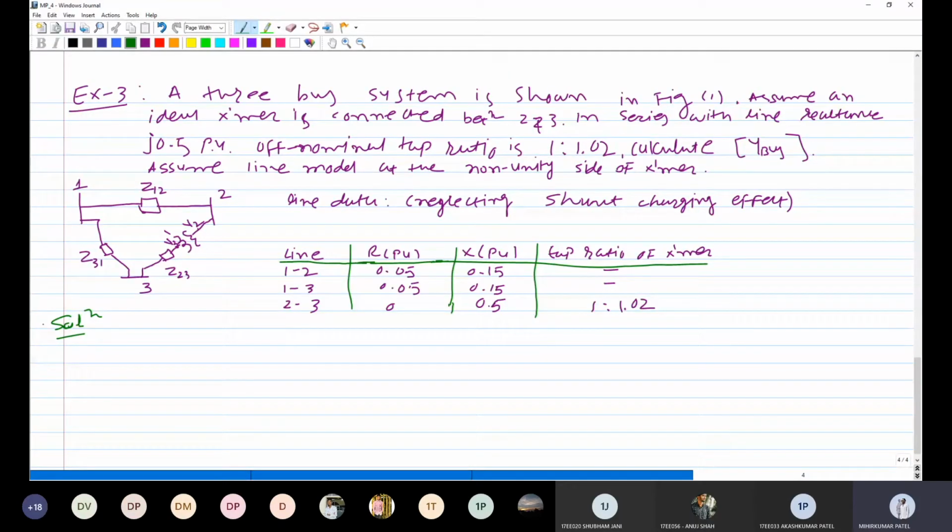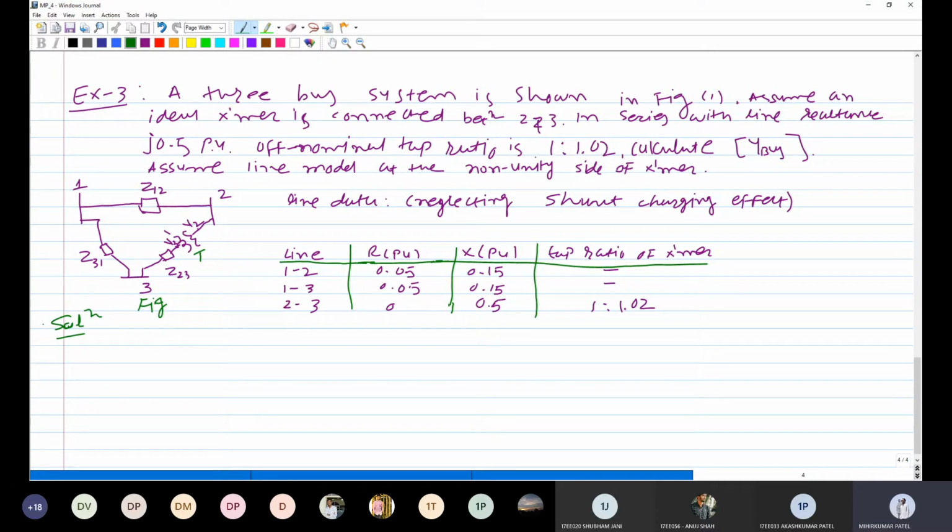Where we have a transformer in our system. So write down the statement of the example. Here it is given a 3-bus system in figure 1. In figure 1, the transformer, say T, is placed between bus number 2 and 3.